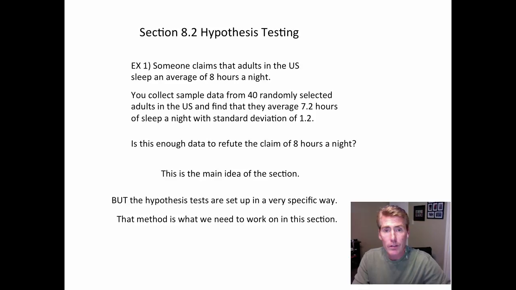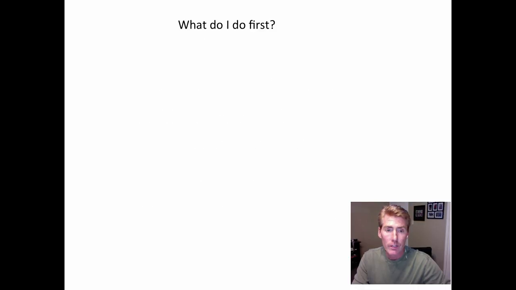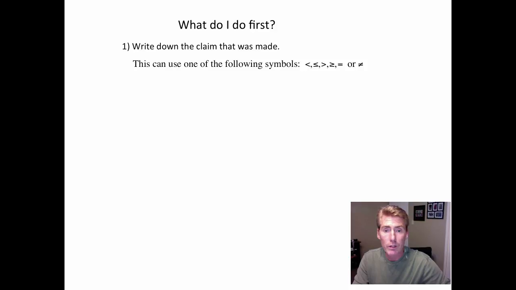But hypothesis tests are set up in a very structured way, which has its good points and its bad points. The bad point would be you have to do it the way they say. The good point is it's going to be the same every time. Once you get it set up, it's set up that way again and again. So that's what we need to work on. What do we do first? Write down the claim. Since this is a math class, the claims are going to have numbers. That means that there can be one of 6 symbols. They could say less than or equal, bigger, bigger than or equal, etc.